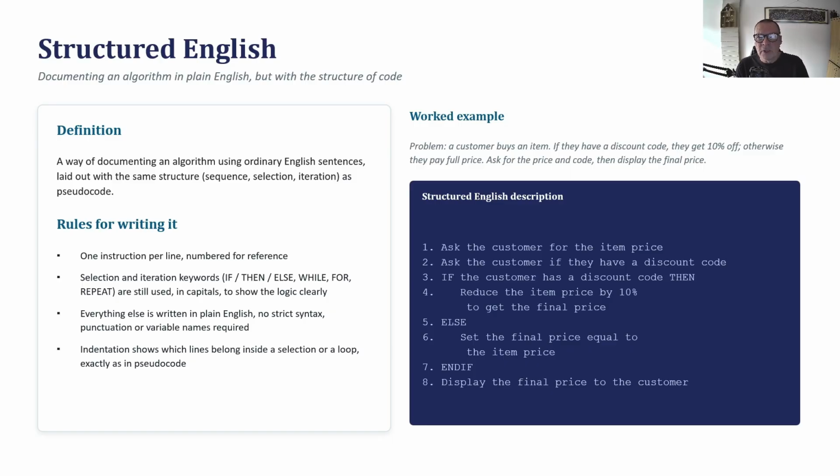So on the right there we've got an example. A customer buys an item. If they have a discount code, they get 10% off. Otherwise, they pay full price. Ask for the price and code, then display the final price.